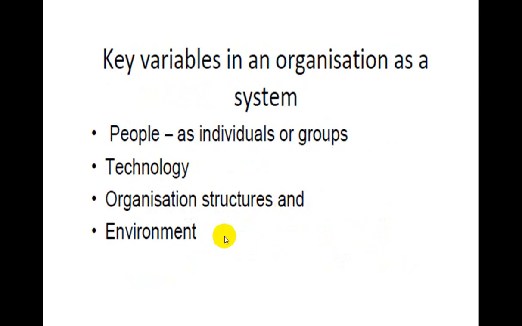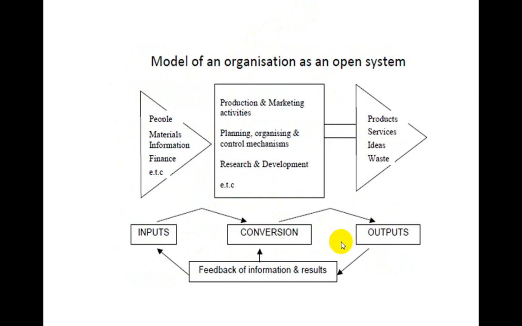Key variables in an organization as a system: people, both individuals and groups, technology, organization structures, and environment. This is the model of an organization as an open system. Inputs: people, material, information, finance, etc. Conversion or activities: process, production and marketing activities, planning, organizing and control mechanisms, research and development. Outputs: products, services, ideas and waste. Then there is the feedback of information results.